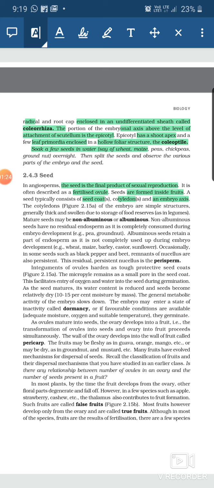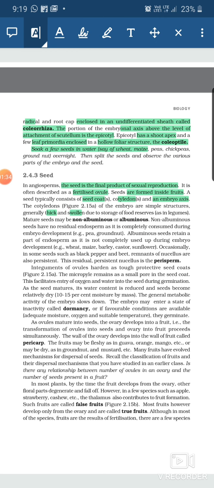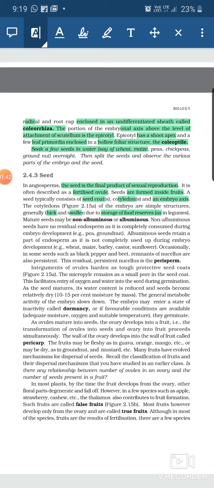Now the cotyledons present in a seed are very simple structures. They are very thick and swollen. These are the swollen portions of the seed, and they contain stored food reserve material that helps the plant during germination. When the plant germinates, it needs some energy, so reserve food material is required for germination. That reserve food material comes from the cotyledon.